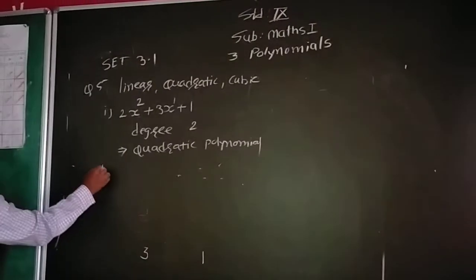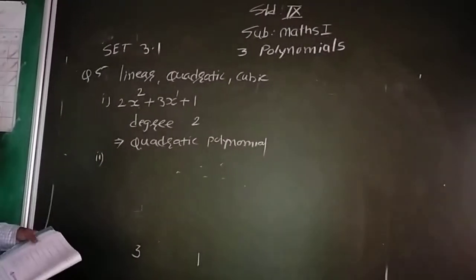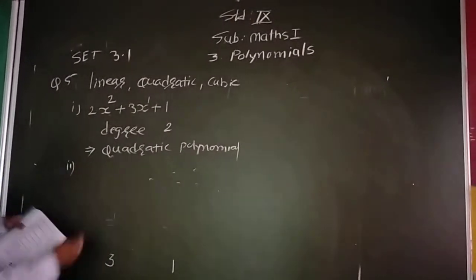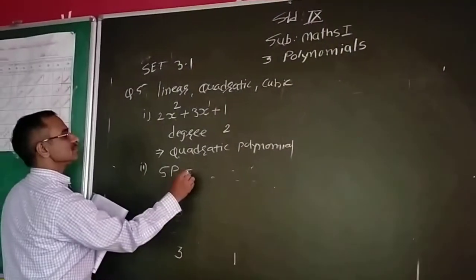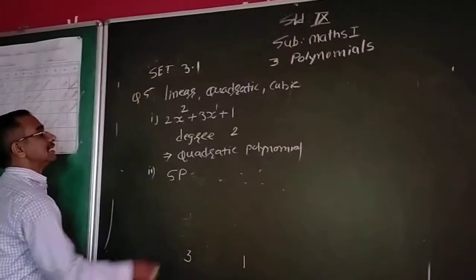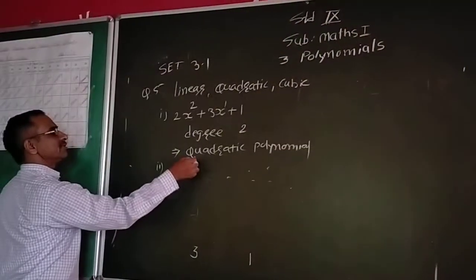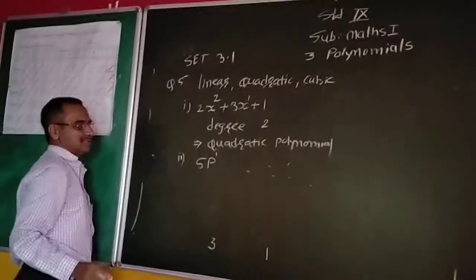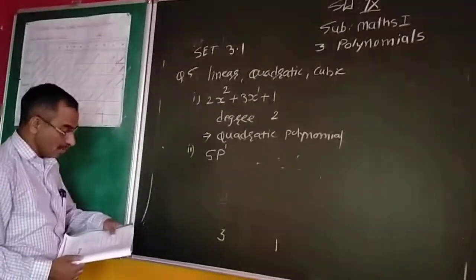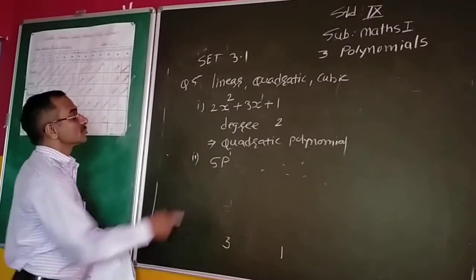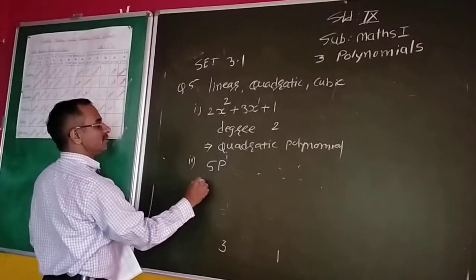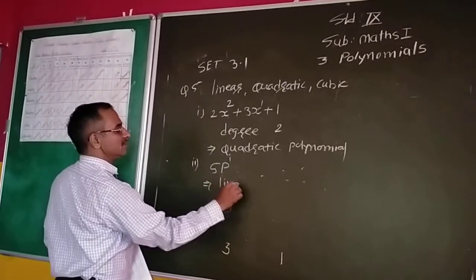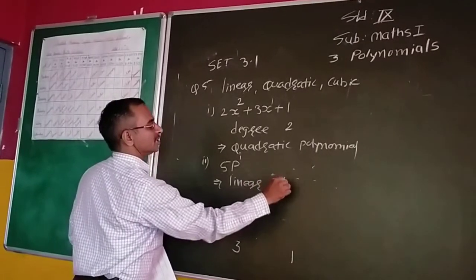Then second, 5p. What is the highest degree of this polynomial? There is no degree shown, which means here it is 1. Here we write 1. So the degree is 1. When degree is 1, then that polynomial is called a linear polynomial.